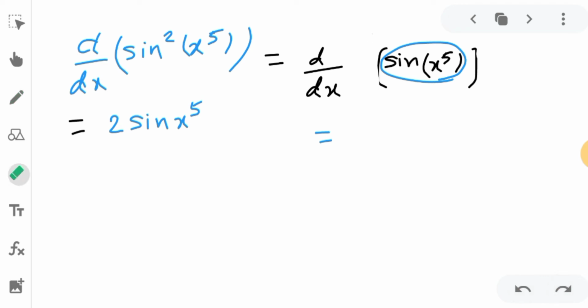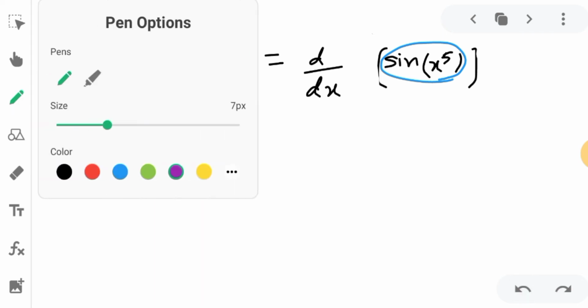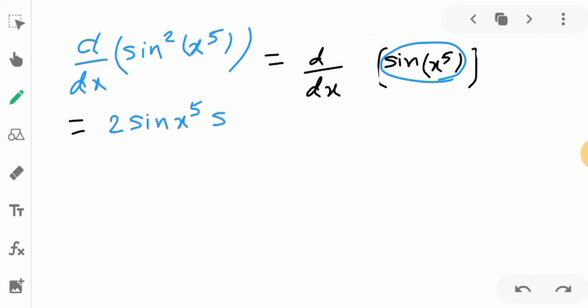So simple, correct? So I will write here sin, this is done. Then sin derivative is cos. So cos x to the power 5, correct? If sin x, then derivative of sin x is cos x. But it is not x, it is x to the power 5. So I will write x to the power 5. So sin derivative is done now.